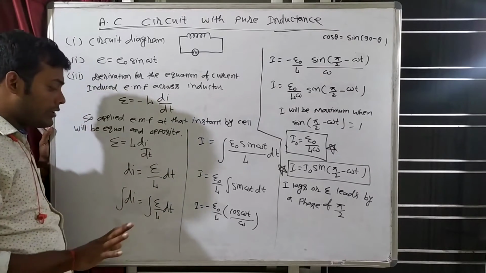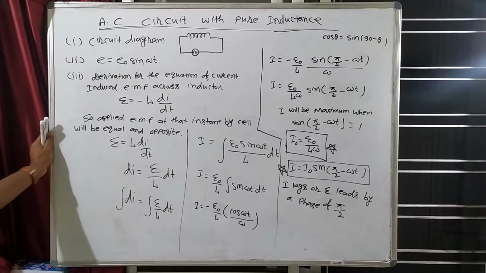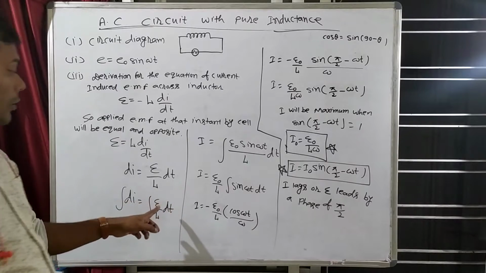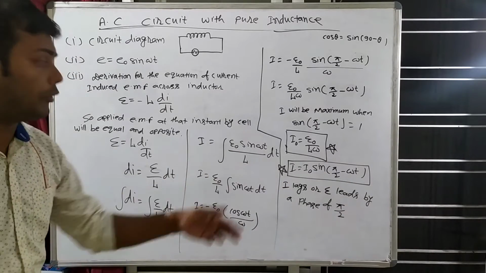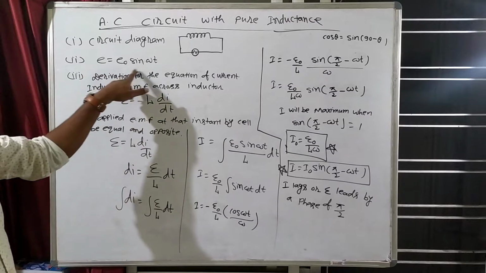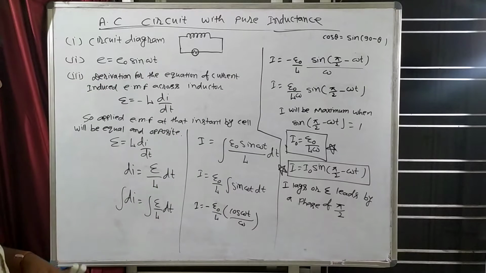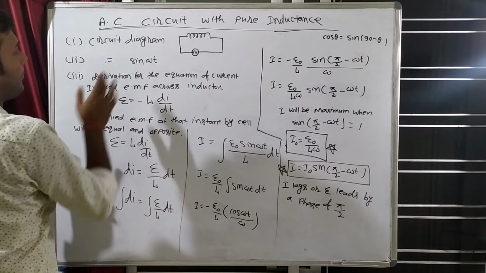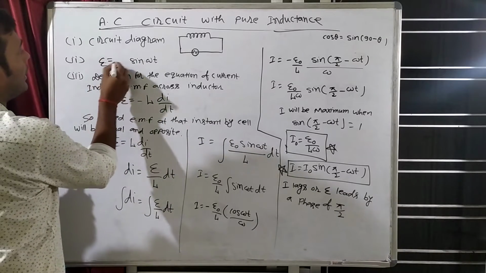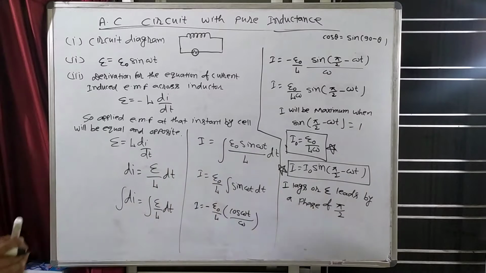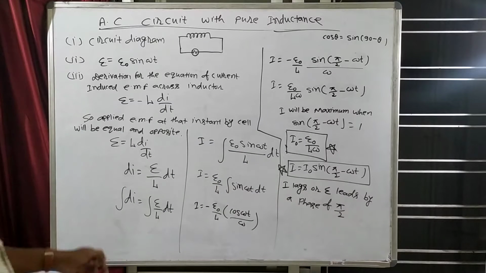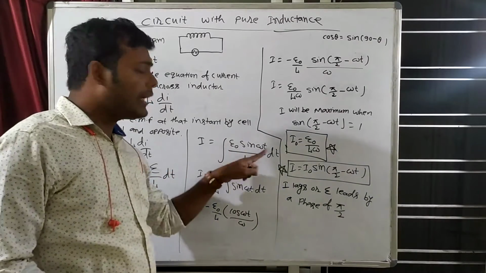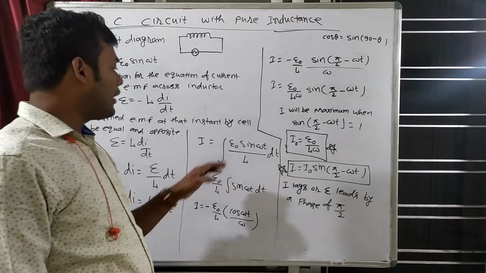Whatever is constant, I will take it out of the integration. So this is EMF. What is the equation of EMF? EMF is equal to E naught sin omega t. So we know that E is equal to E naught sin omega t. So here in place of EMF, we will add E naught sin omega t.